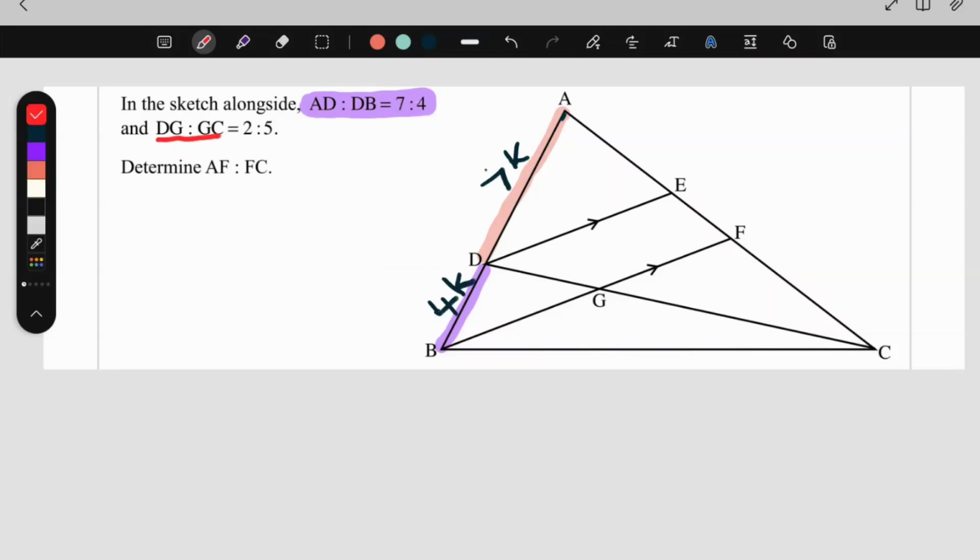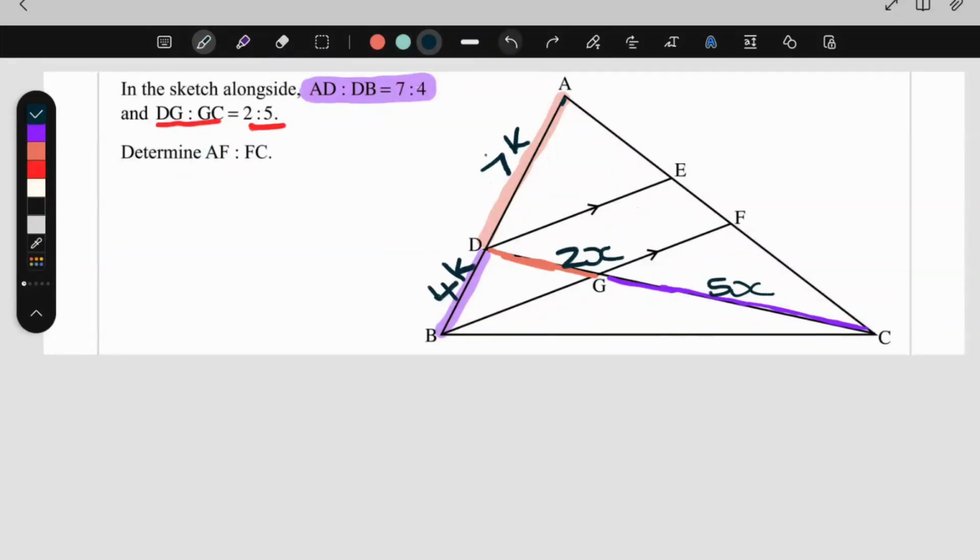And it says DG is to GC, 2 is to 5. So DG is to GC, this one over here. The ratio there is 2 is to 5. But because that's also a new ratio, I must add a letter. I can't use K again, so I think I'm going to use X and X.